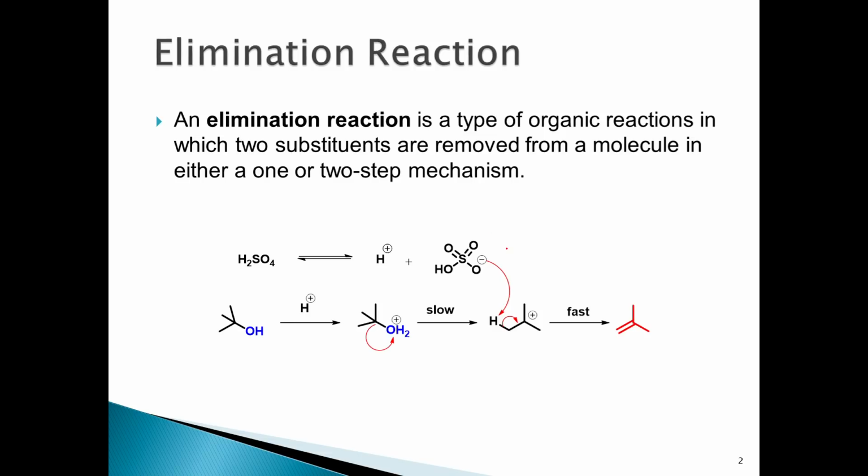So basically, what is happening in an elimination reaction is that two substituents are removed from a molecule, like I've written over here. For example, if we have sulfuric acid, it dissociates into H plus and its conjugate base. Now this H plus protonates this hydroxy group. This hydroxy group has a lone pair of electrons, it attacks this H plus, gets protonated, and it leaves. Now this step is the rate determining step because this is a slow step.